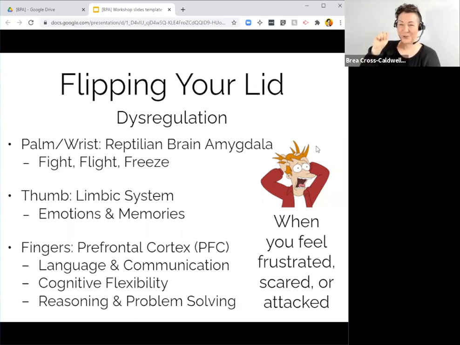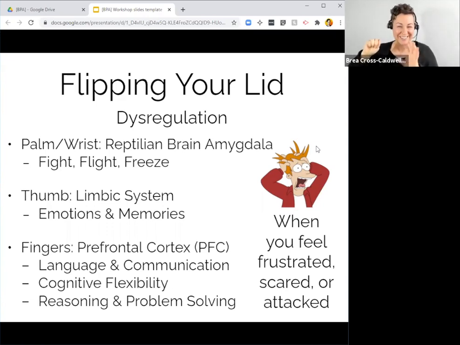And when you are making this, if you're doing this with me, you can feel the connections between the fingers and the thumb and the back part of the hand. This is an integrated brain. This is a regulated brain. This is what we have when we're calm. We've got access to all these parts of our brain.